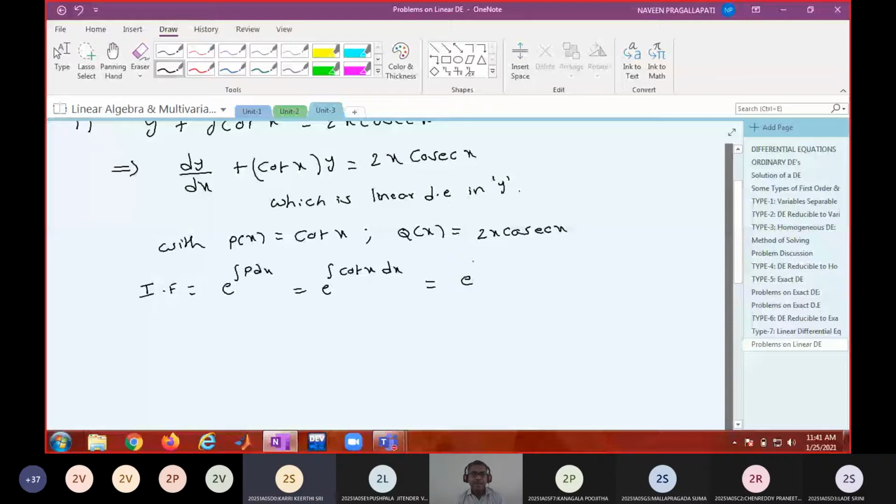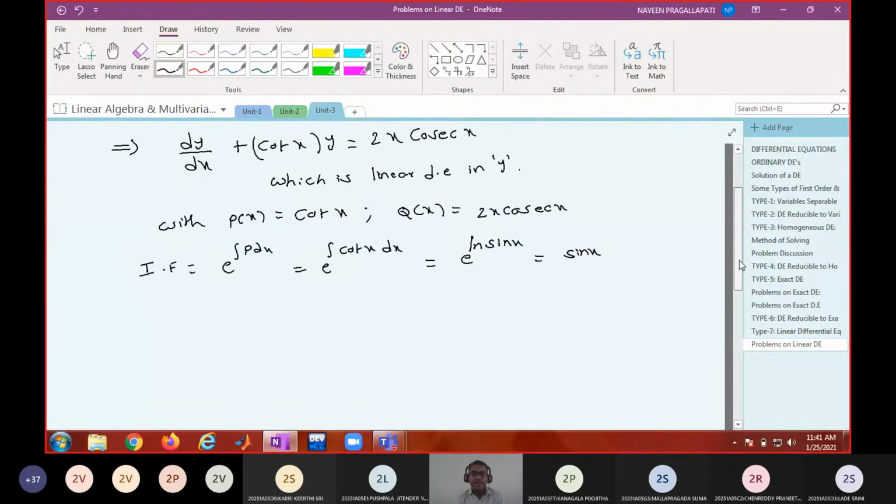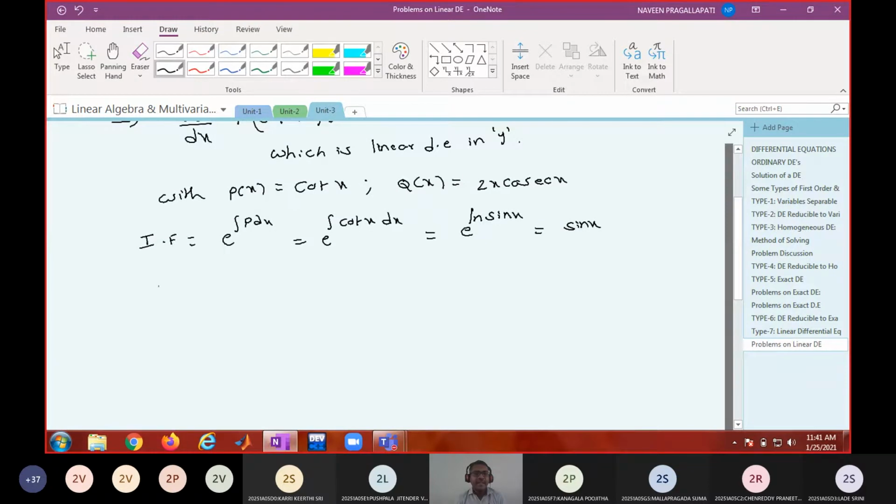Okay. Please mute yourself. And you know e power logarithm of sin x is sin x. Therefore, the integrating factor is sin x. Therefore, what is the general solution? GS means general solution. y into integrating factor is equal to integral of integrating factor into Q(x) dx plus c.